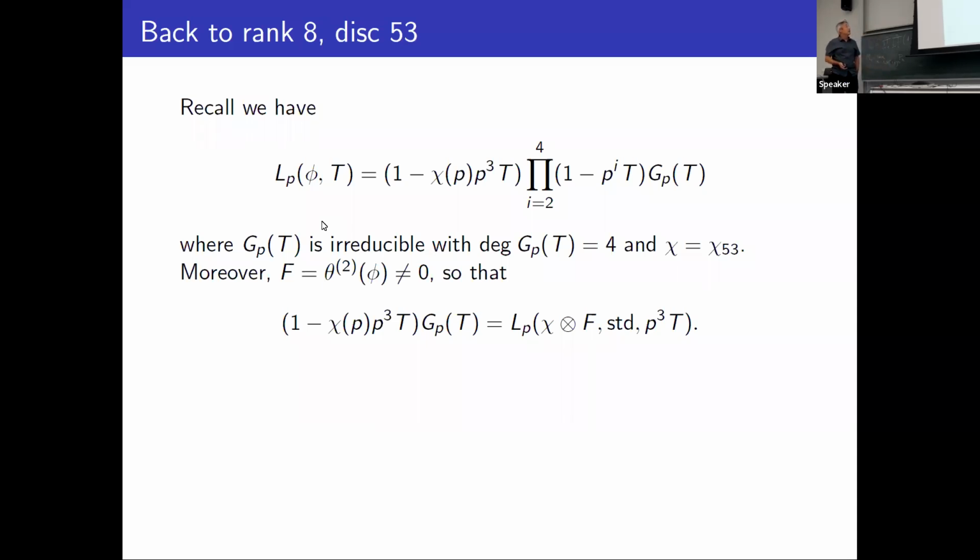So the theta 2 of this orthogonal modular form is non-zero. So we know by the previous formula that we have this kind of relation between the L function of a Siegel modular form with character and this degree 4 polynomial.